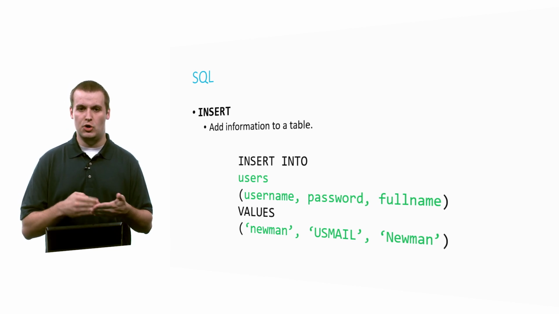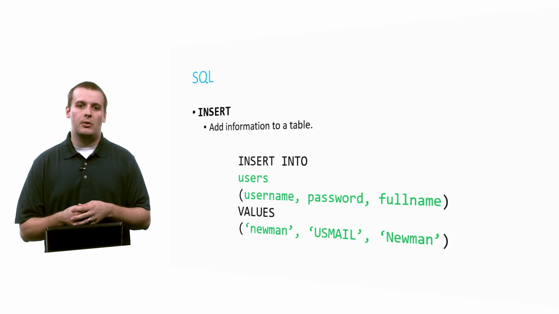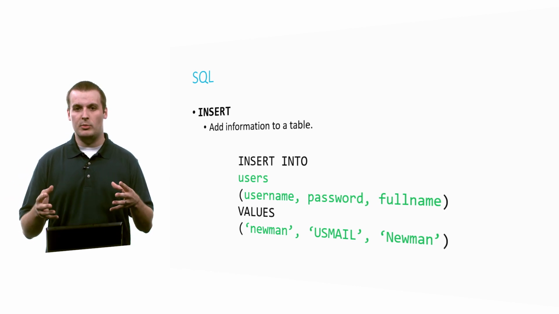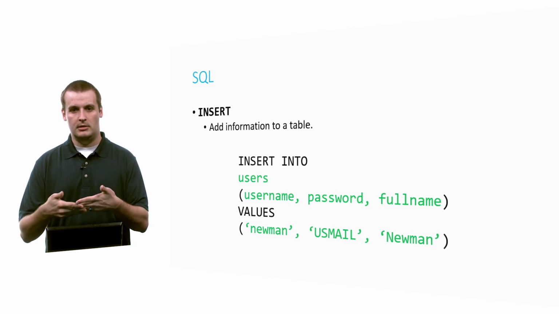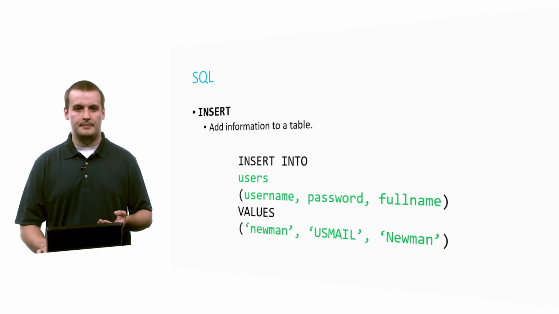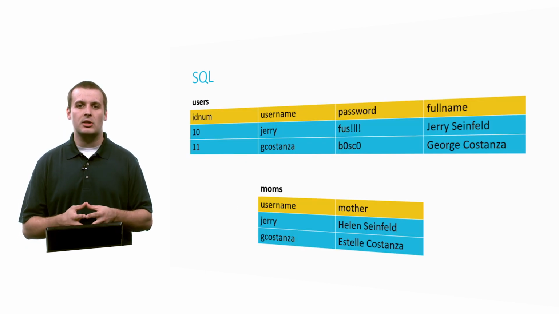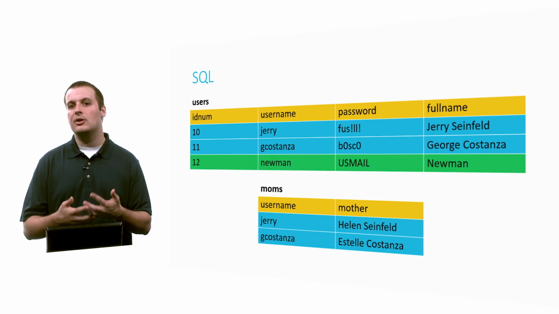And I want to put in the values Newman, US Mail, and Newman. So in this case, I'm putting the lowercase Newman into the username column, the password US Mail, and the full name, capital N Newman, into the full name column. So here's what the database looked like before. Here's what the users table on the top looked like before we did this. After we execute this query, we get this. We've added a new row to the table.